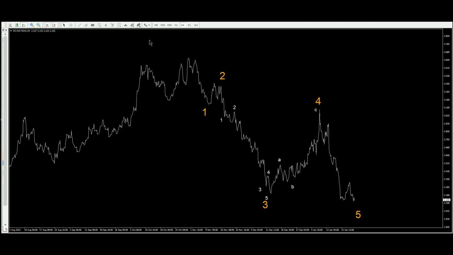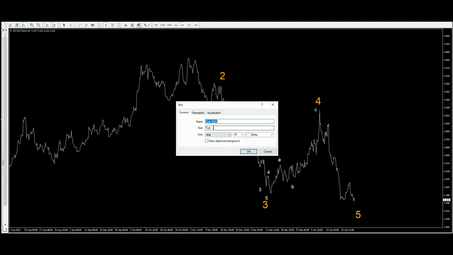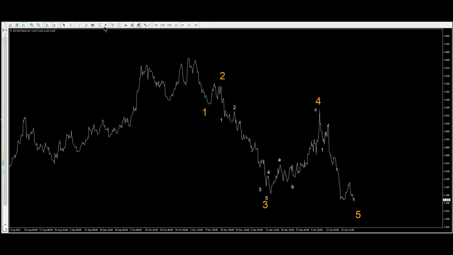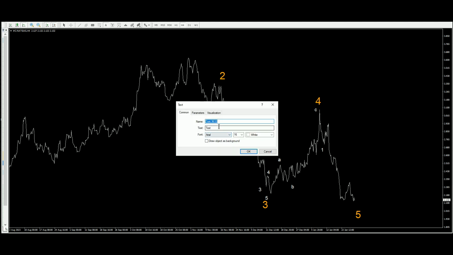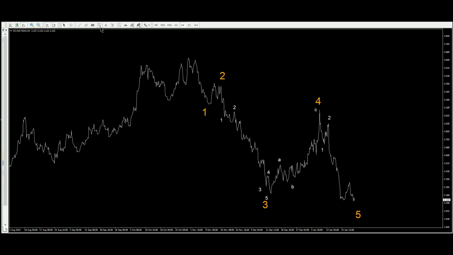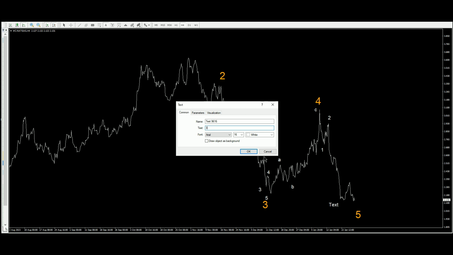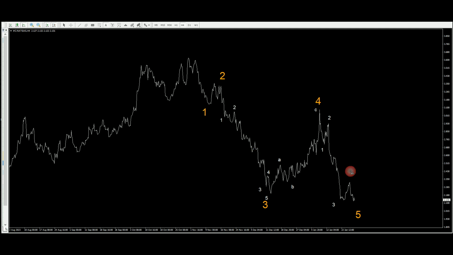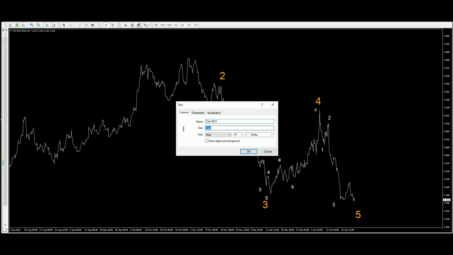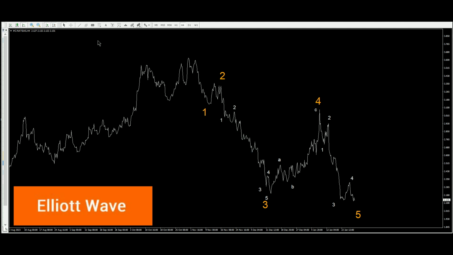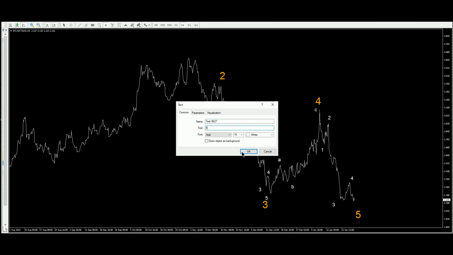Okay, and look at wave 5. It's textbook 5 wave, and it's clear. Wave 1, 2, and 3, 4, and 5.